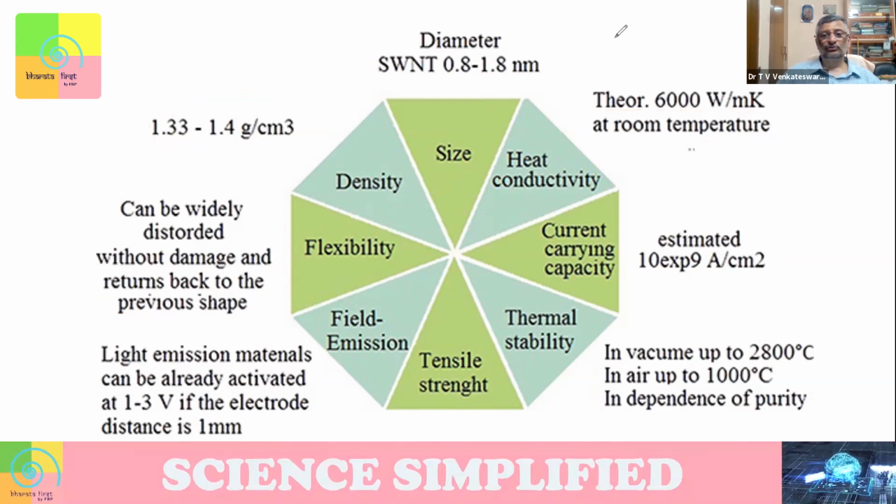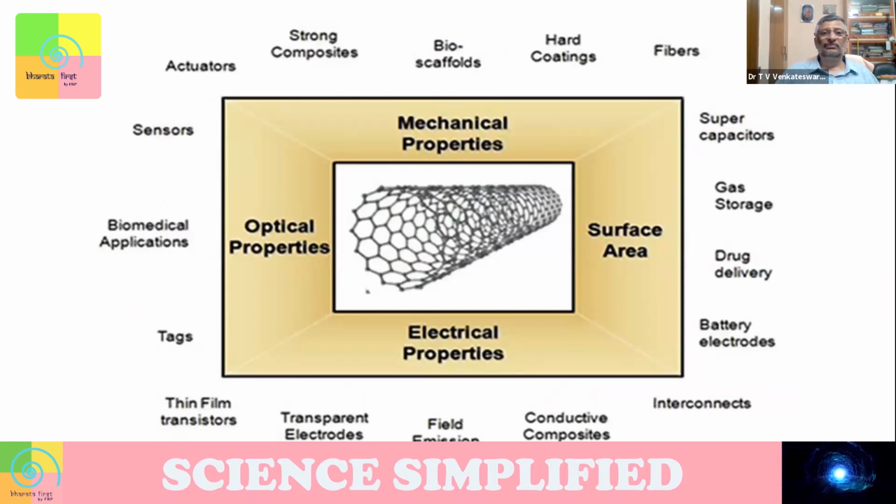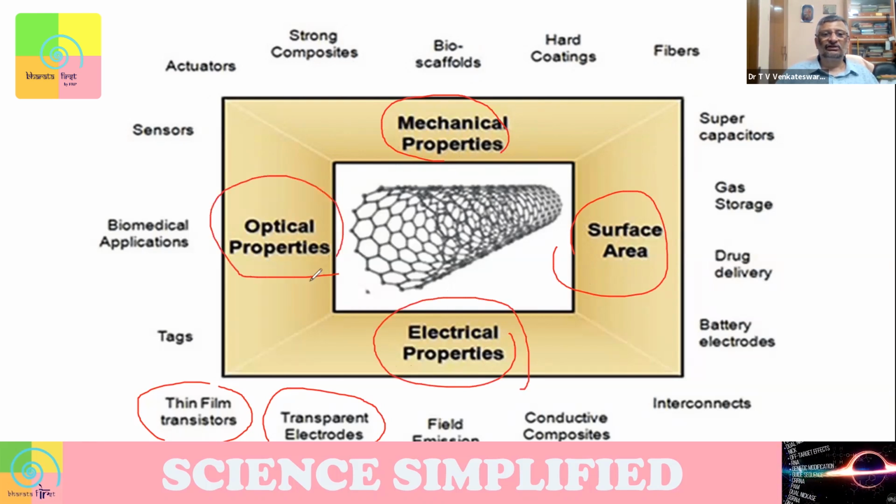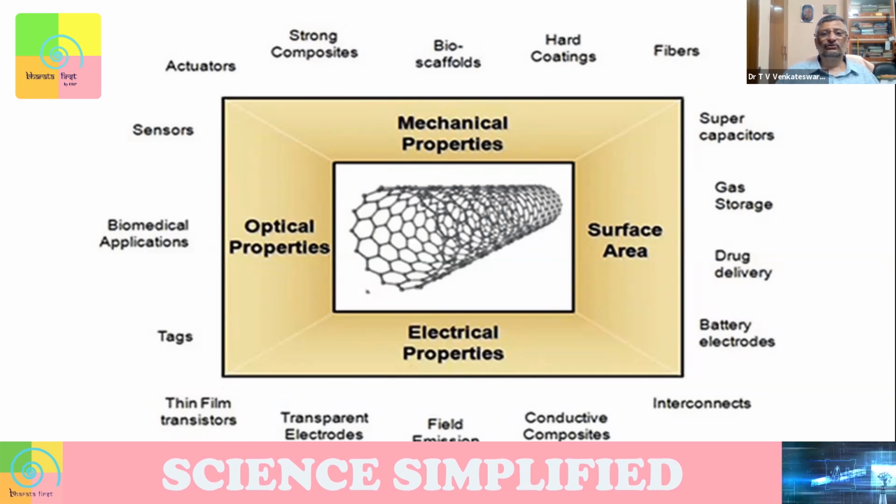So now I can put these special properties that the carbon nanotube acquires to various uses. I can produce, for example, strong composites, I can use it as a sensor, I can use it in thin film transistors, I can use it as a transparent electrode. There are various properties of this carbon nanotube. Some are mechanical, some are surface area related, some are electrical, some are optical. I can use all of them for various purposes. So that's what a carbon nanotube is.